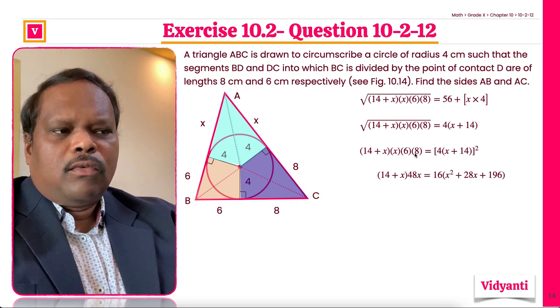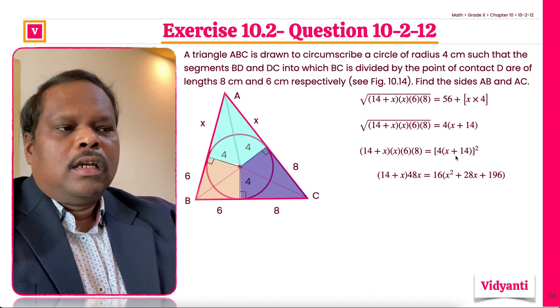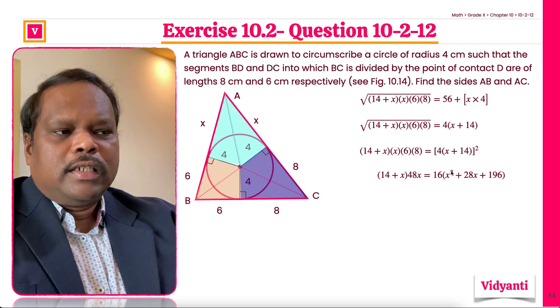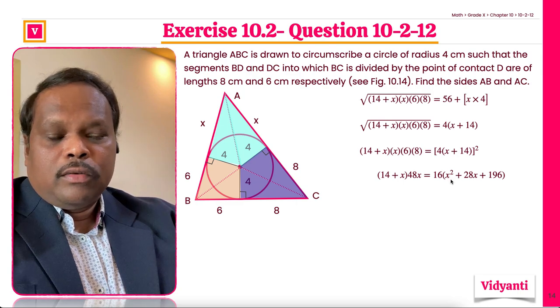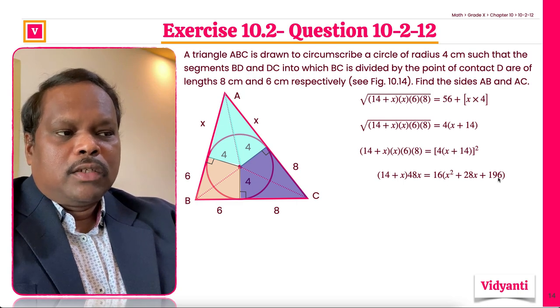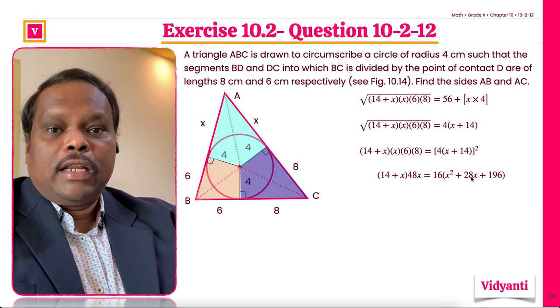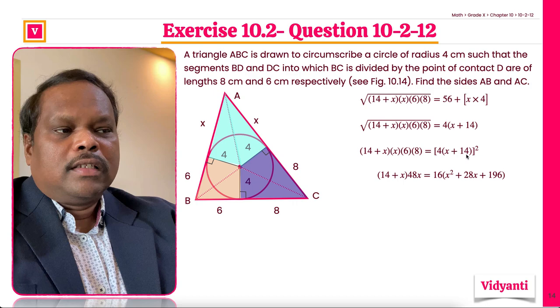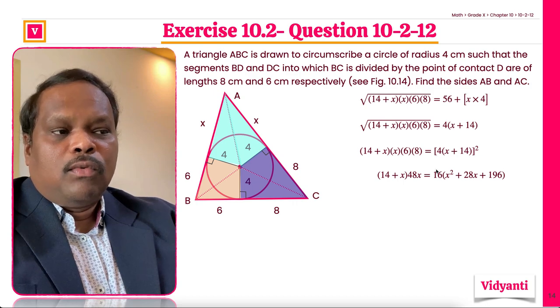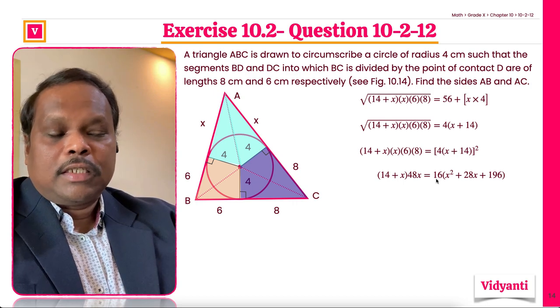Now this will be 48x and then this bracket as it is. And here we get 4 squared is 16, and then we get (a plus b) squared, which is a squared plus b squared, and twice their product, 2ab. So that would come out to be 28x. 196 is simply the square of 14, and 4 is also squared, so that will be 16.